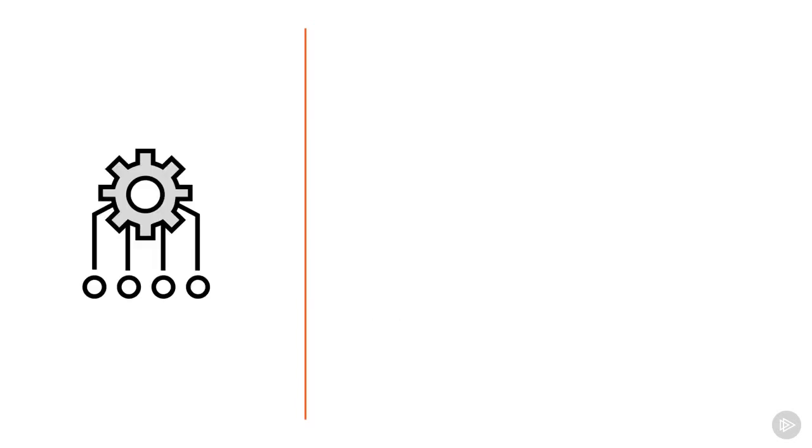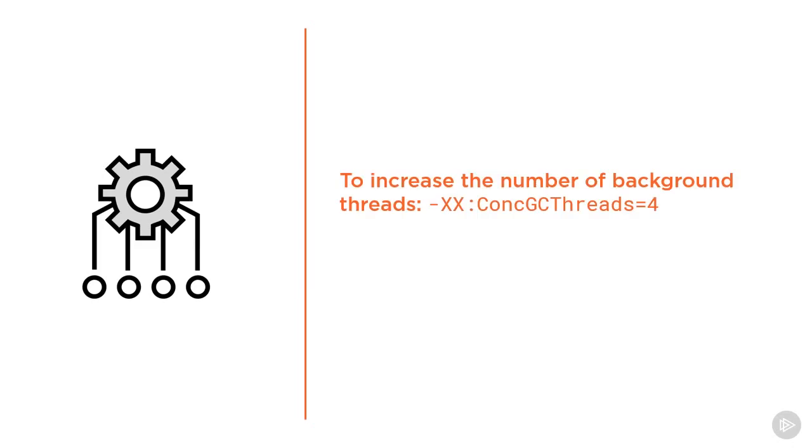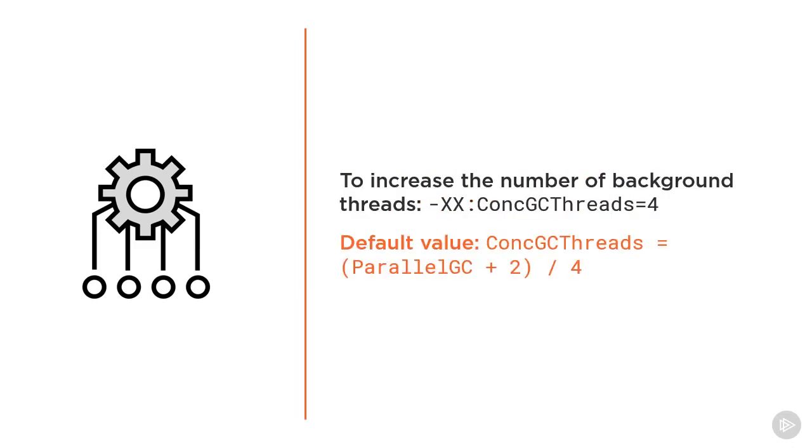To increase the number of background threads, use the ConcGCThreads flag. The default value for this flag is set to the value of ParallelGCThreads plus 2, divided by 4. As long as you have sufficient CPU available on the machine, you can increase this value without incurring any performance penalties. If tuning the size of the heap and tuning the collector doesn't work for you, then you can try another collector. And if you still aren't getting good results, then you need to look at tuning the application code itself.